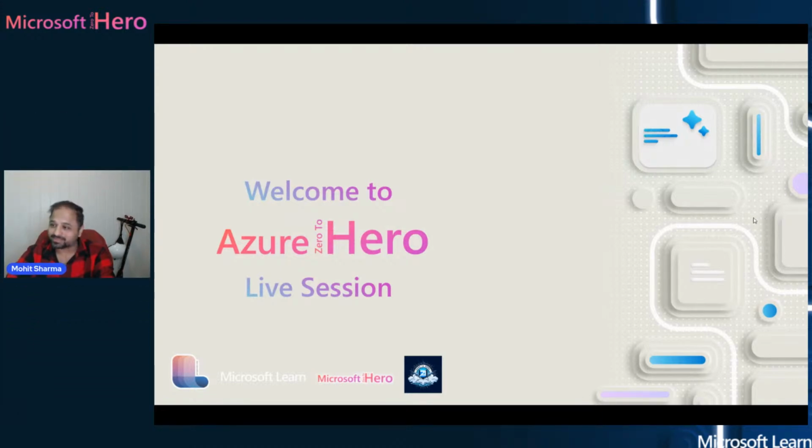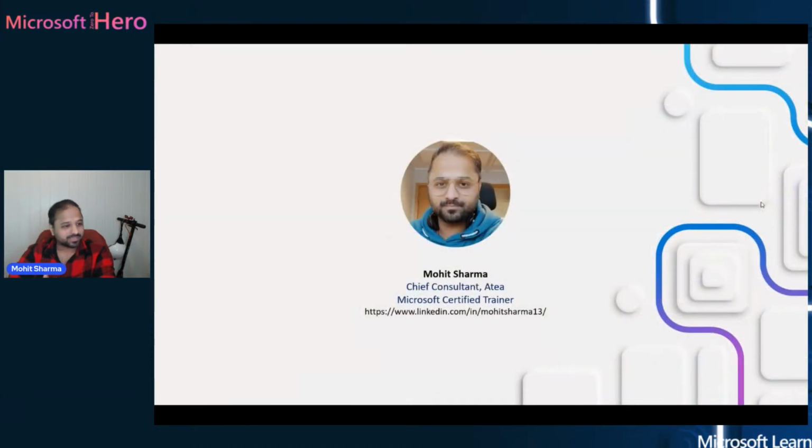Okay, coming back to my session. I hope you could see my screen. I want to start with a little bit of introduction of myself. My name, of course, Mohit Sharma, as Hamid said. I am a chief consultant at Atea, which is one of the biggest consulting services in Norway. I'm also a Microsoft certified trainer.